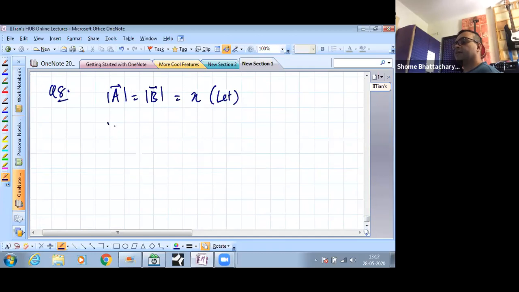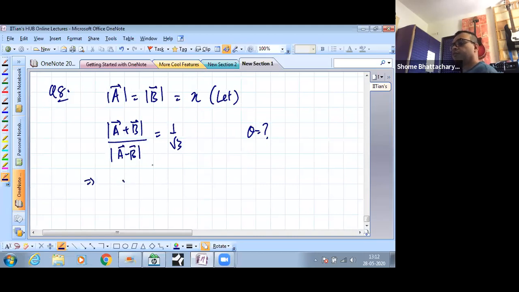And given that mod of A plus B upon mod of A minus B is 1 by root 3. So from that we have to find theta, the angle between them. Right, it's 1 by root 3. Okay. So just expand this.